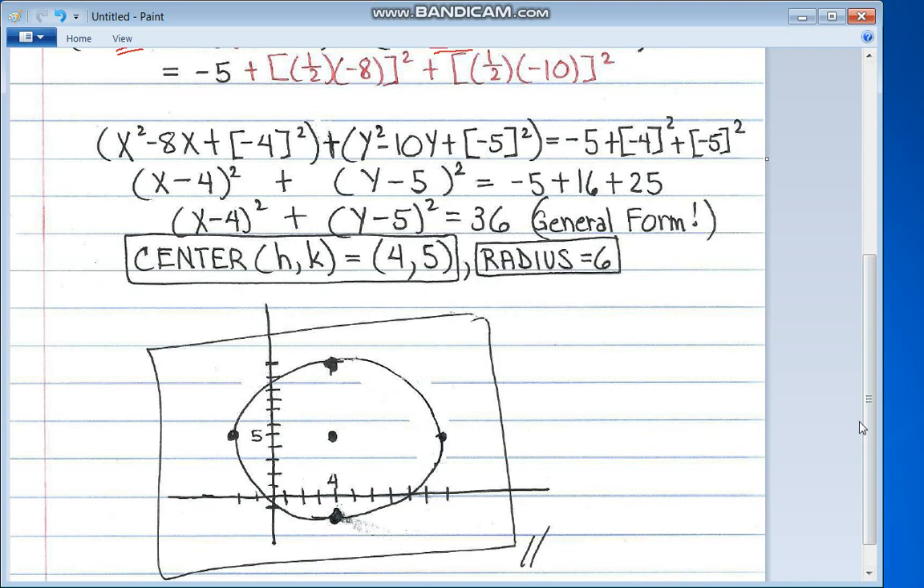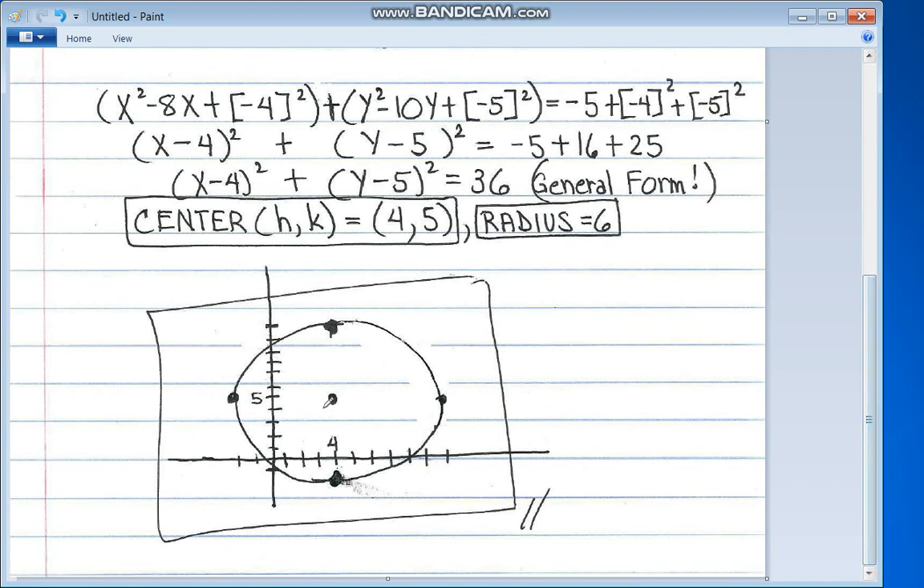And with that information, it's super easy to finish the graph. We just graph the center, 4 on the x-axis, 5 on the y, and then we measure the distance 6, that's a radius, right, left, up, and down, and we connect those outer points together to form the graph of our circle.